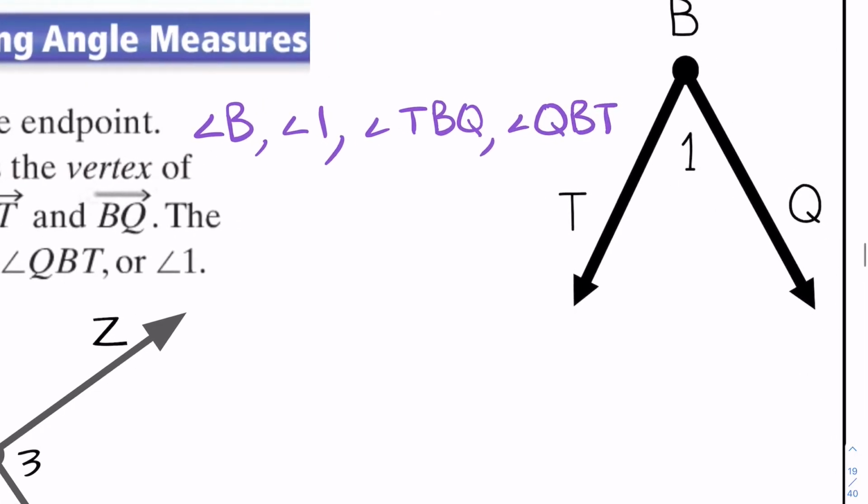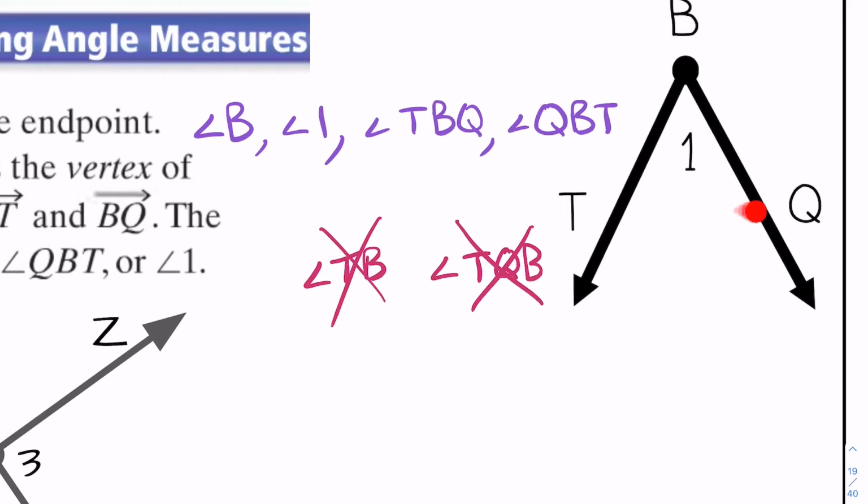What we can't name it is this. We can't say it's angle TB. We can't use two letters. It can't be angle TQB because it has to go in order. Look at what TQB does. TQB doesn't go in order. It has to be centered on the vertex. Notice that B is in the center of the three letters because it's the vertex. So you have to use three letters or one letter only. You can't use two, can't use four, or we can use just one number.